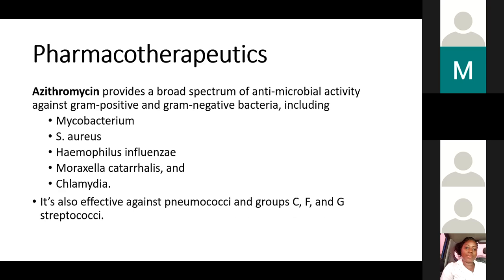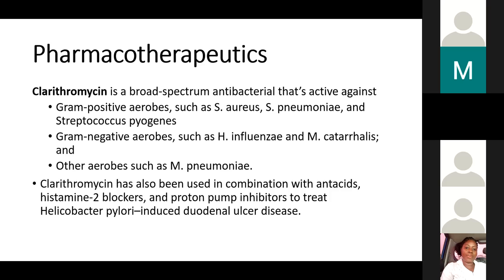When it comes to azithromycin, it has a broad spectrum of activity against mostly gram-positive respiratory infections. So Mycobacterium, H. influenzae, Staph aureus, Moraxella catarrhalis, and chlamydia. And then you also find that it's active against pneumococci and group C, F, and G streptococci. If we don't remember what these are, we have to go back and revise our microbiology.